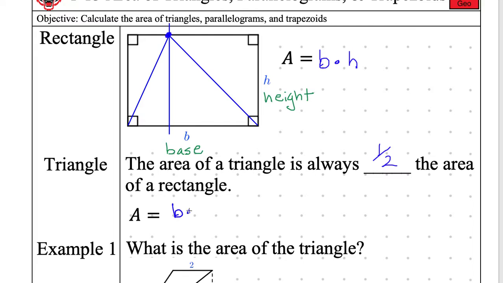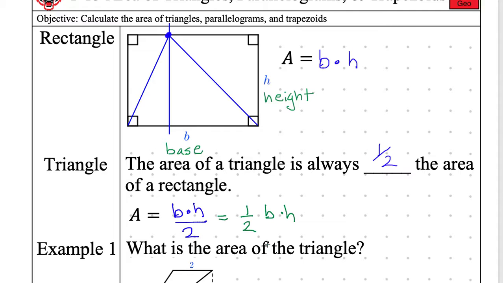There it is. B times H divided by 2. Everyone write it down. There is your formula for a triangle. By the way, this is equivalent to a separate formula that is saying the same thing, which is 1/2 base times height. You can say it either way. Both are the same thing. It's 1/2 of a rectangle.